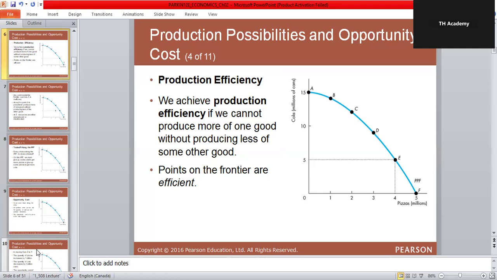So that's the essence of production efficiency. Points on the PPF are efficient, points inside the PPF are inefficient, and points outside the PPF are impossible. Understand? Points outside the PPF are impossible. So production efficiency is all about using your resources wisely without waste. And yes, this is what economists mean when they say an economy is producing on the frontier. Everything else is either wasteful or impossible.